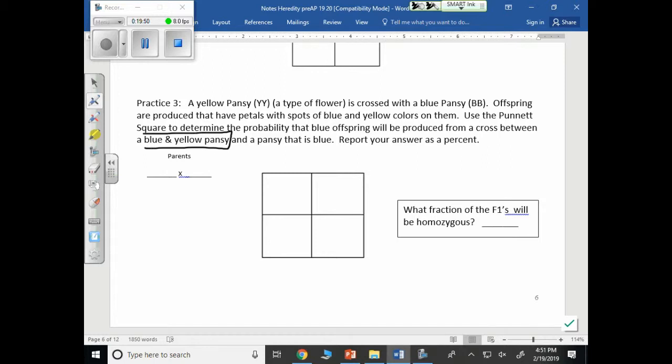So here's one parent. Here's the other parent. To be a blue and yellow pansy, you have to have a code for blue and a code for yellow. And to be blue, you have two codes. Both of them are going to be blue. So sometimes this one passes on blue, sometimes yellow. The blue one can only pass on blue. Bring them down and take them across.